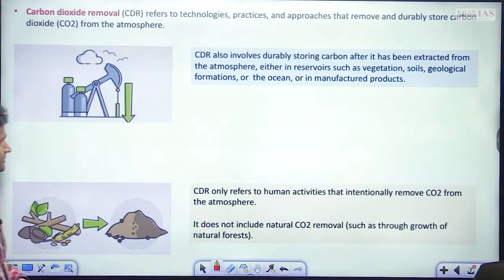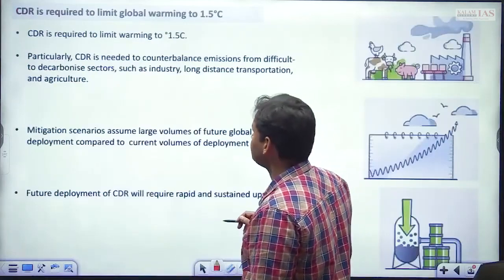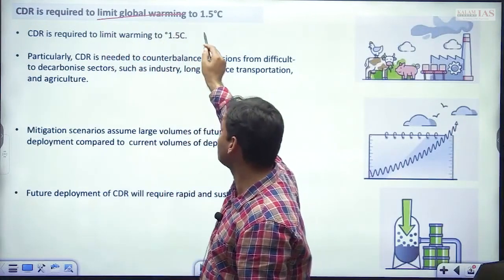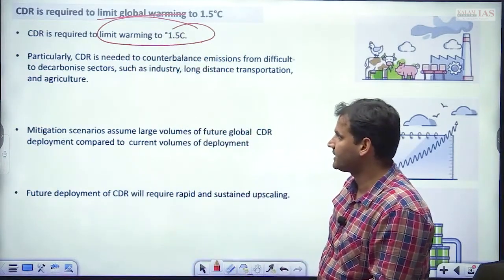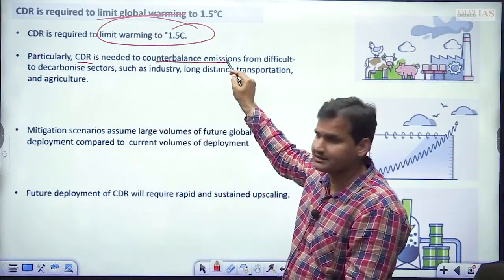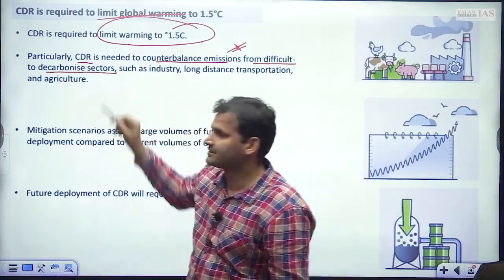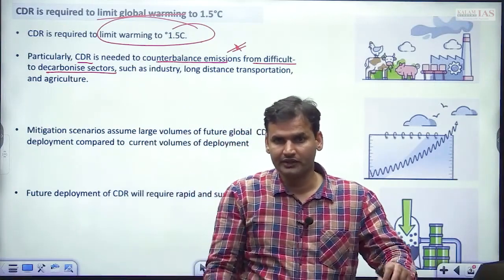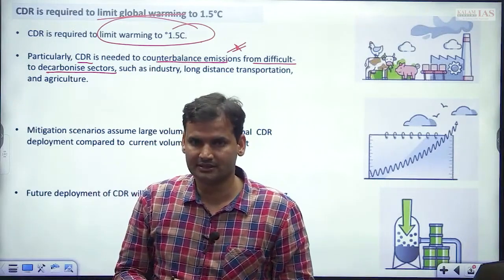Thereafter, we have already seen why CDR is required. It is required for limiting global warming to 1.5 degrees Celsius, right? And particularly CDR is needed to counterbalance the emissions from difficult to decarbonize sectors. Now please try and use such keywords in your answer also. Difficult to abate sectors, yeah, difficult to decarbonize sectors.